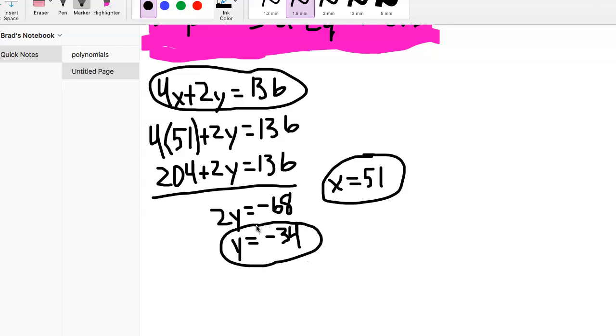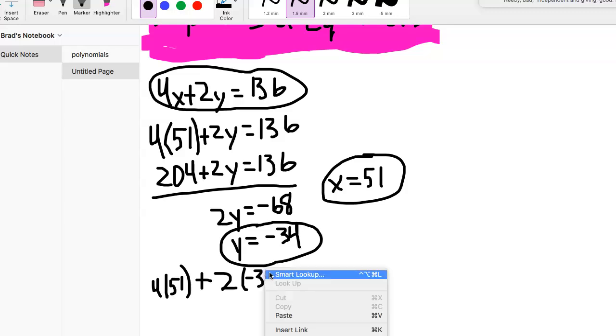Now there is a way to check to make sure we got this right, and that is to plug in both of these and see if they equal 136. I'm taking this right from the top, from 4x plus 2y equals 136. So 4 times 51 plus 2 times our y, negative 34, should equal 136. This is just testing out our math to make sure we did it right.